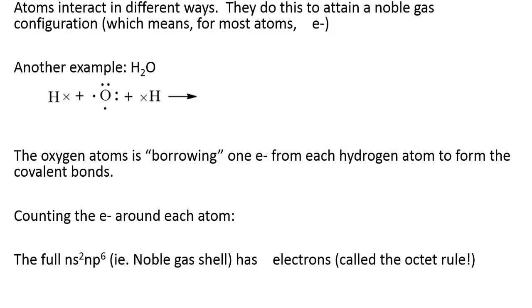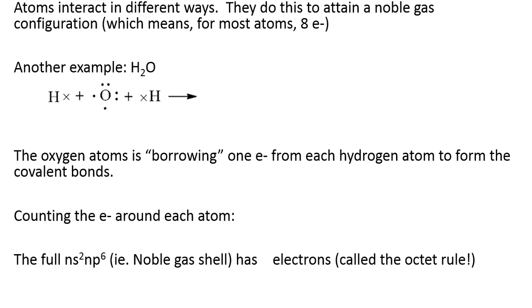Hello folks, this is video 3 of 5 for Unit 7, an introduction into bonding. In video 2, we talked about how atoms interact with each other and how they share electrons in order to obtain a noble gas configuration, which means for most atoms, this is 8 electrons around it.